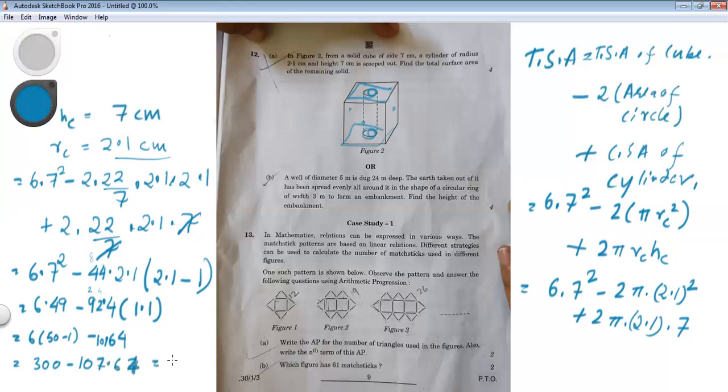So this is going to give you 192.36. Okay, 192.36 is going to be the answer. I hope you were able to solve it.